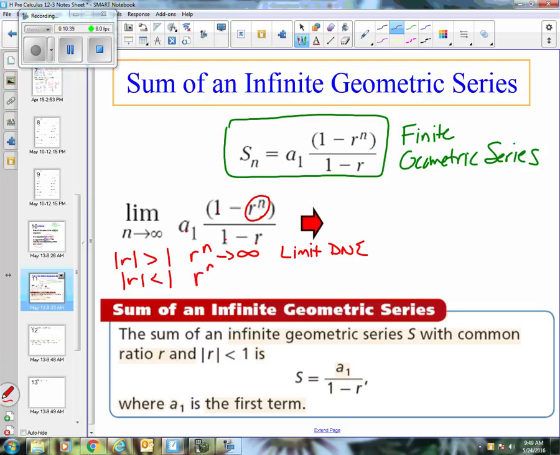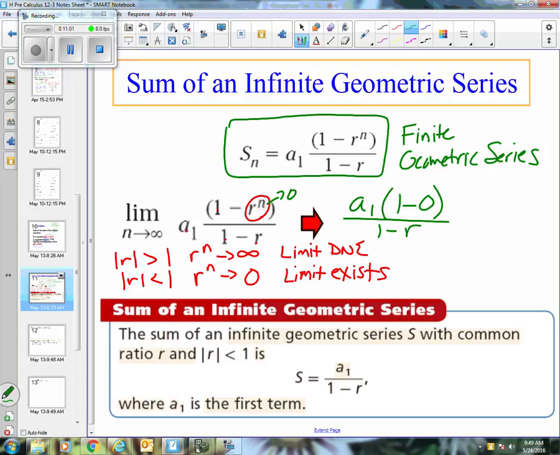What would r to the n do then if the ratio is less than 1? Well, it goes to 0, so the limit exists. We can actually figure out what it is when the ratio is less than 1. So let's do that. If this goes to 0, that means we'd have a1 times 1 minus 0 over 1 minus r. Remember, the a1 is a constant. It's just a number. 1 is a constant, r is just a number. So we can get all the way down to a1 over 1 minus r.